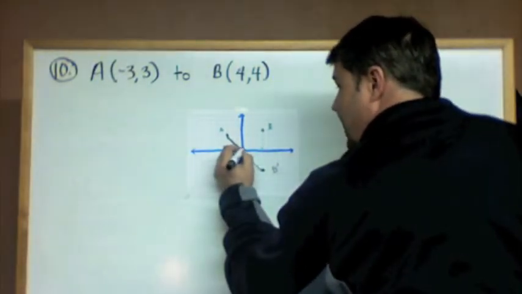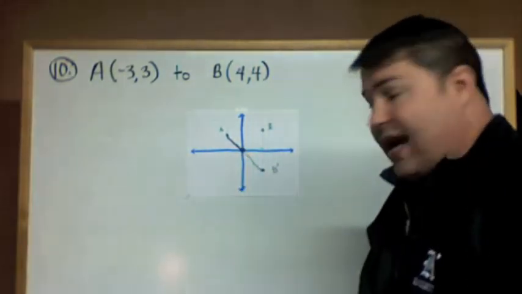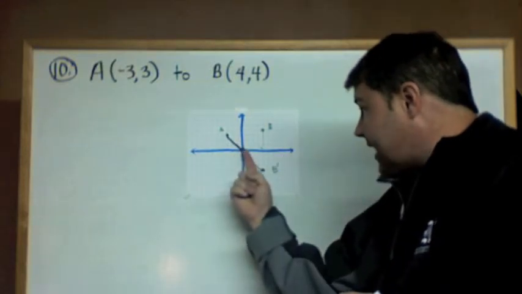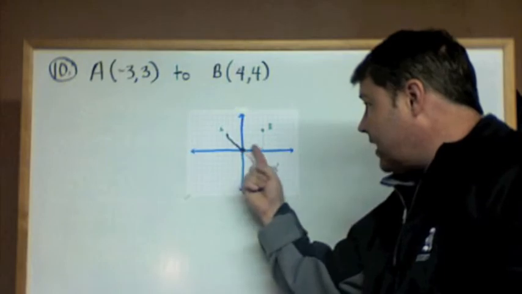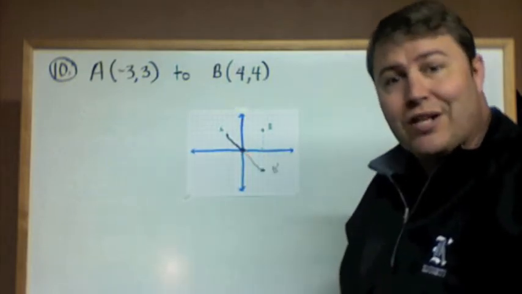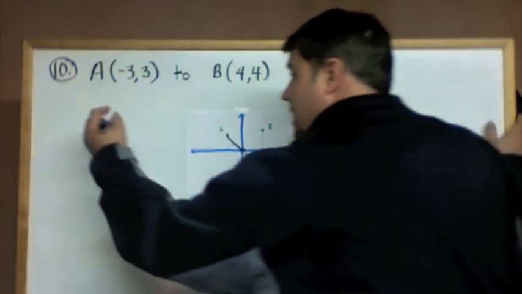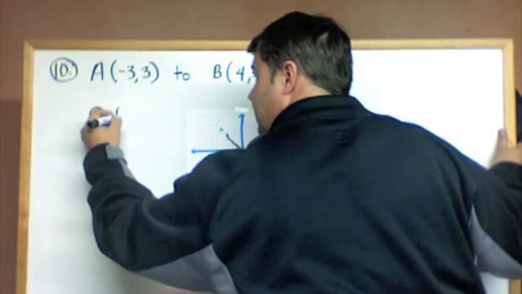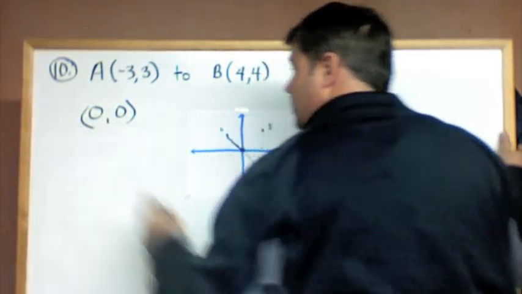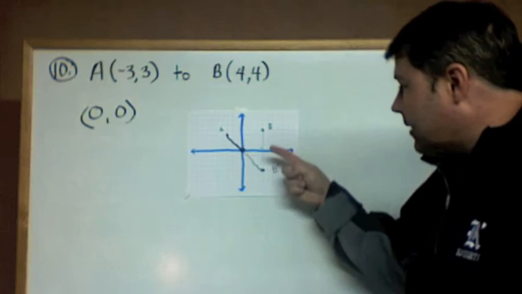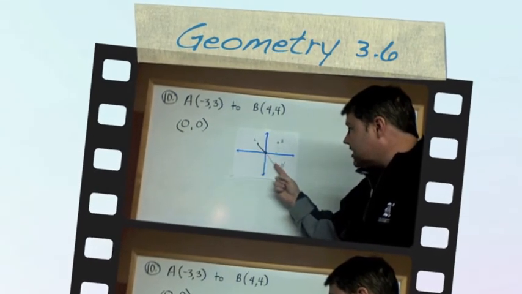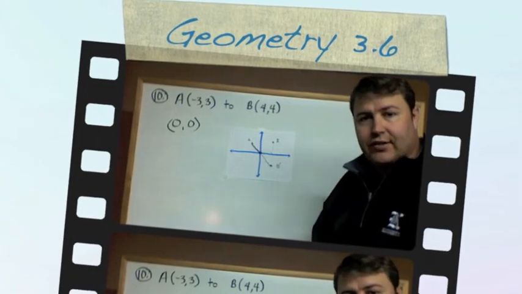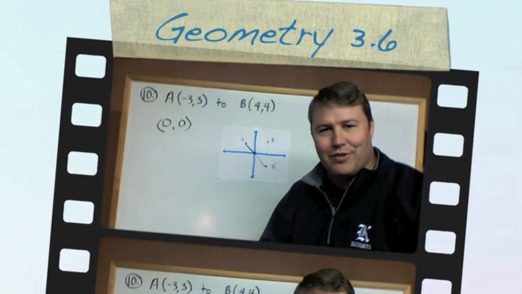It appears right at 0, 0. So my answer here, the point on the x-axis that minimizes this distance from A to the x-axis and then from the x-axis to B is 0, 0, the origin. And that is my answer. Reflect the second point across the x-axis. Draw the segment from the first to the second and see where it crosses the x-axis. Try some of these minimum distance problems.